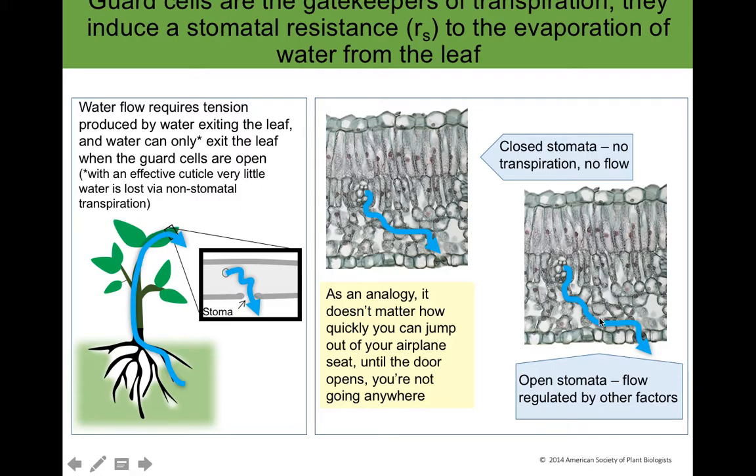Open stomata, we're going to have low resistance, high conductance, and we're going to have flow that could potentially be regulated by other factors. But these stomata are going to be the driving or the main source of resistance to water flow from the air spaces to the atmosphere.